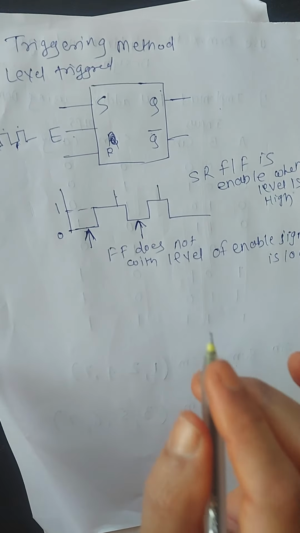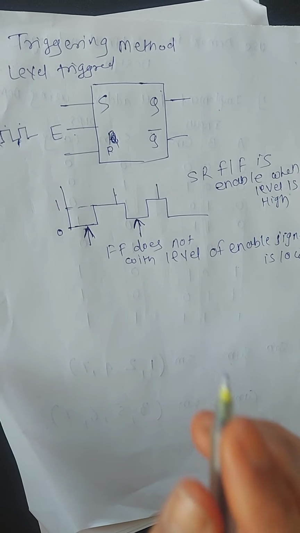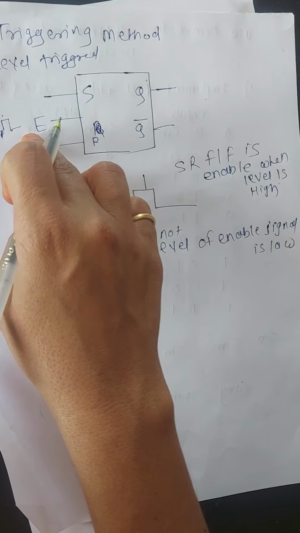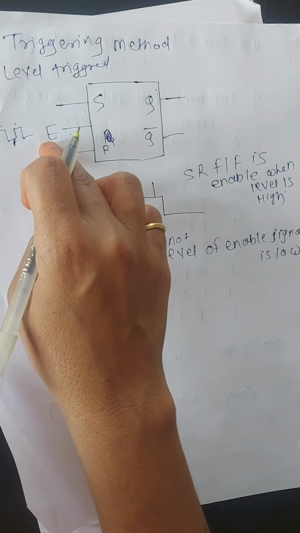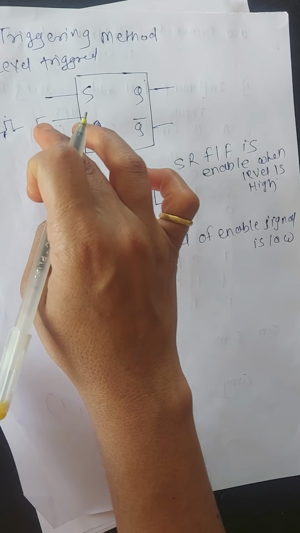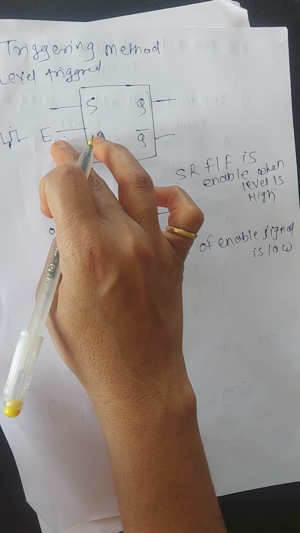And a latch or flip-flop circuit which responds to change only if the enable input is at its active level, which may be either high or low level, that is called level triggered.